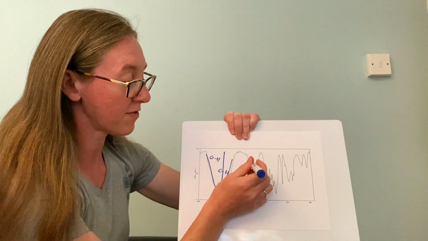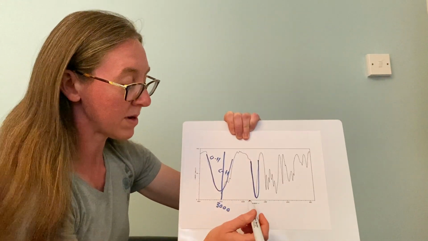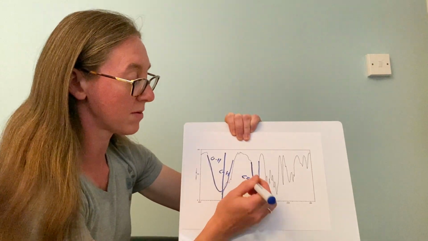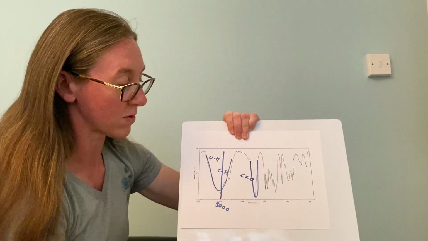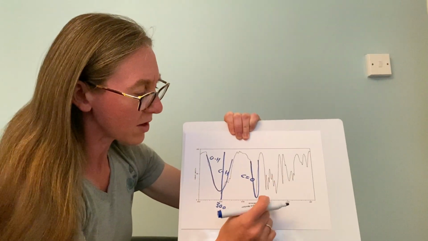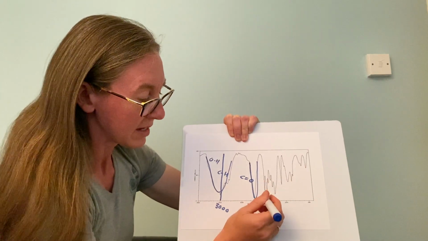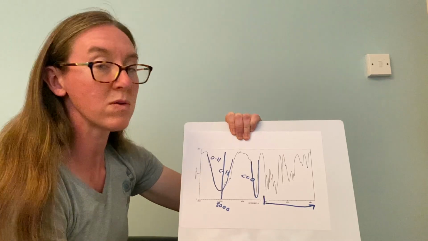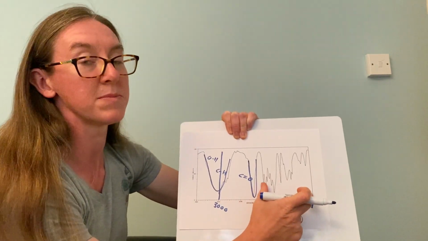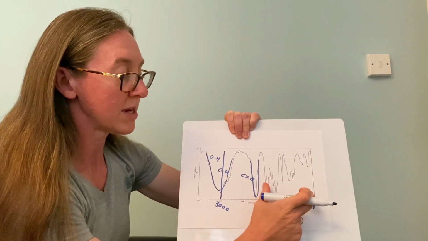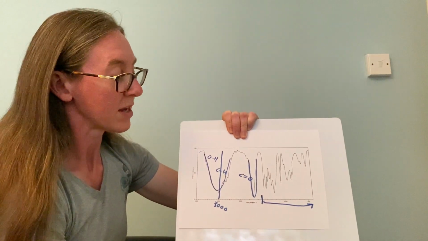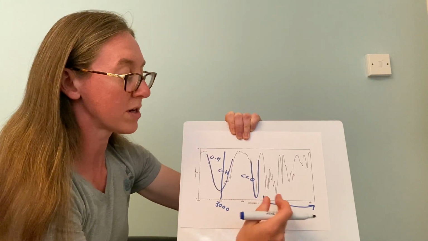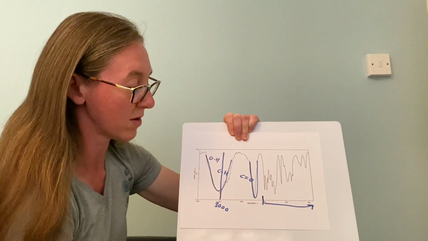So this distinctive peak here is normally around 1700 or 1750, is a C double bond O, and that's quite an easy one to spot. So this area here is busy, so from about 1500 down is what we call the fingerprint region, because you can see it's a busy region. So this is unique to one particular molecule, and you'd compare your spectrum to a database to try and identify exactly which molecule you have.